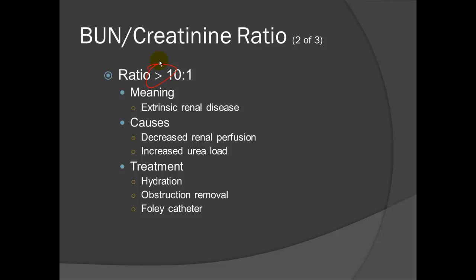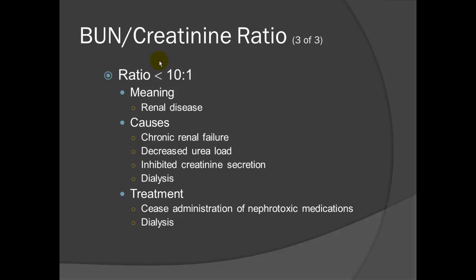Rhabdo would be one of those things where the kidney damage will continue until the resolution of what's causing the rhabdomyolysis, essentially destruction of the muscle cells. The cellular material gets released into the system. A less than 10-to-1 ratio also means renal disease, chronic renal failure, decreased urea load, inhibited creatinine secretions, dialysis. Treatment: cease administration of nephrotoxic medications, or dialyze your patient. And this would be a creatinine level higher than your BUN.